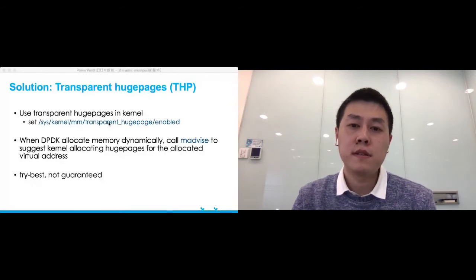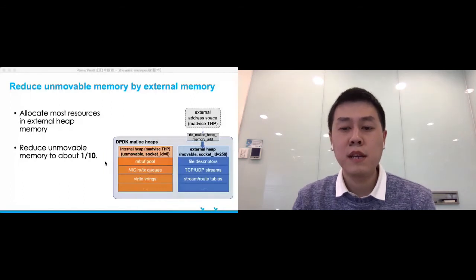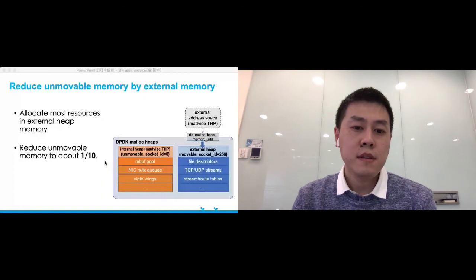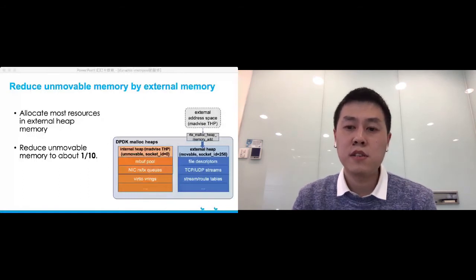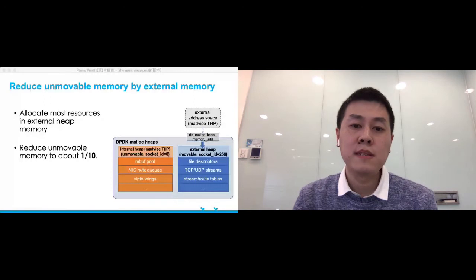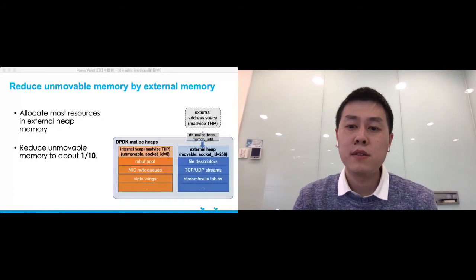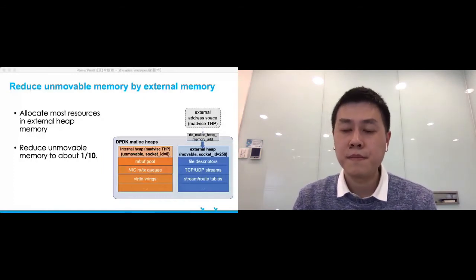To solve the fragment issue better, we found another way to reduce the unmovable memory of DPDK: by using the external memory API of DPDK. DPDK provides an experimental API named rte_malloc_heap_memory_add to attach memory allocated outside of DPDK into the DPDK heap manager. With this API, we could generate two separate heaps in DPDK and use them for different purposes.